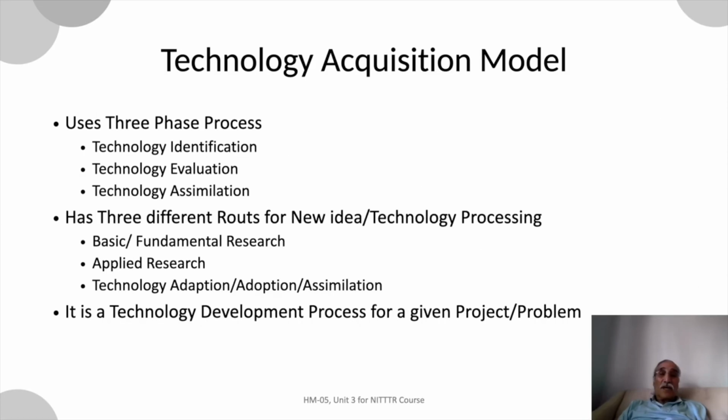So we will see the technology acquisition model now tries to talk in terms of three phases where we identify a technology that can be used, we evaluate that technology, how good it is, how well it can be converted into a proper product, and how well the industry can assimilate it, and how well it can be converted into a basic product which is required in the marketplace and which people will be ready to purchase. So we have three basic routes for this new idea.